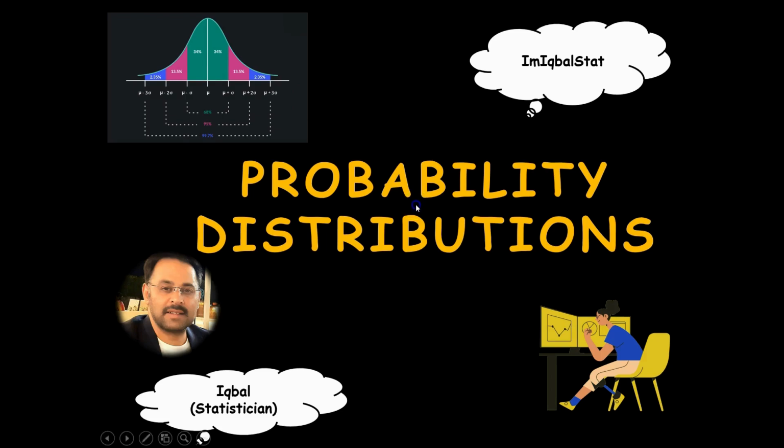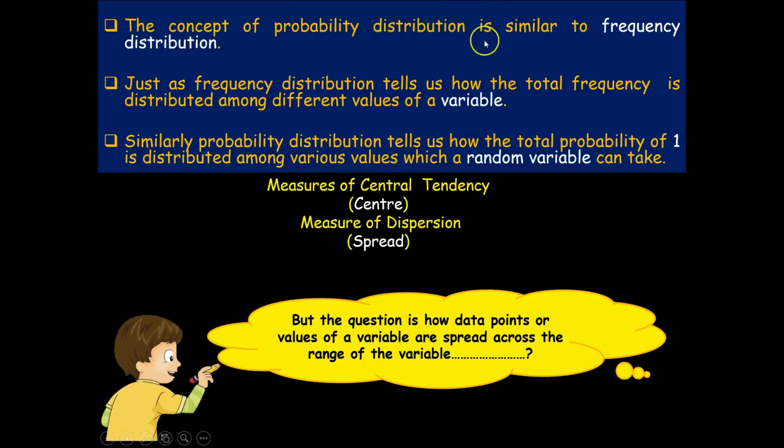So let us begin. The concept of probability distribution is similar to frequency distribution. Just as frequency distribution tells us how the total frequency is distributed among different values of a variable, similarly the probability distribution tells us how the total probability of one is distributed among various values which a random variable can take. So there are two important things. One is variable and another one is random variable. So these are two different things.